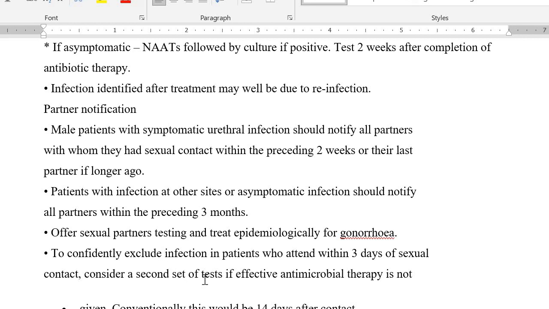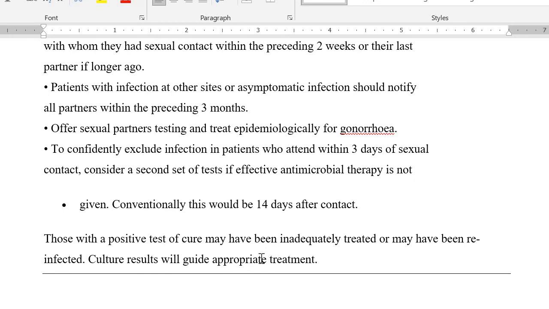To confirm or exclude infection in patients who attend within 3 days of the sexual contact, consider a second test of cure if effective antimicrobial therapy is not given. Conventionally, this would be 14 days after contact. Those with a positive test of cure may have been inadequately treated or may have been reinfected. Culture results will guide appropriate treatment. So that's all you need to remember about chlamydia and gonorrhea.